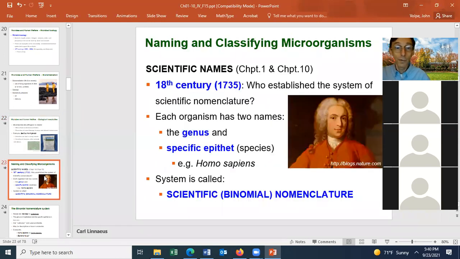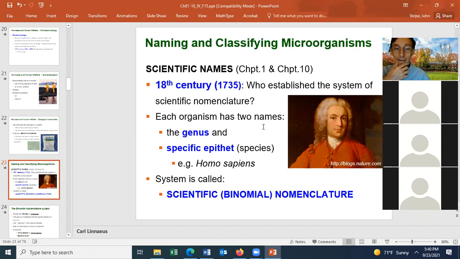If not, we're going to move on and talk about the naming and classifying of microorganisms. That was started by this scientist here. Does anybody remember who that was from your prerequisite biology class? We did discuss this person. Who is it? He did start the naming of organisms as well as the classifying of organisms.